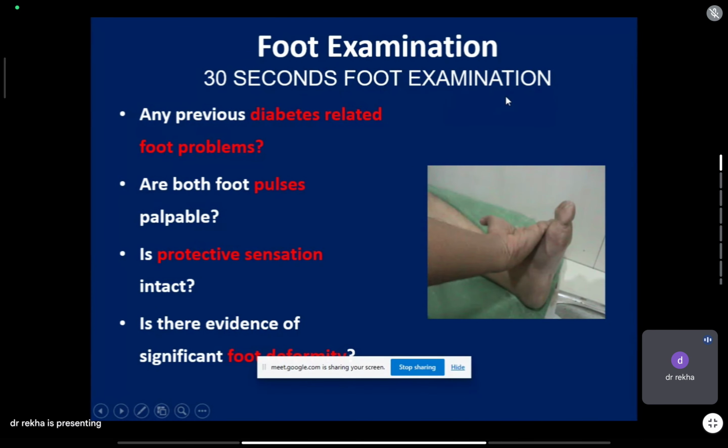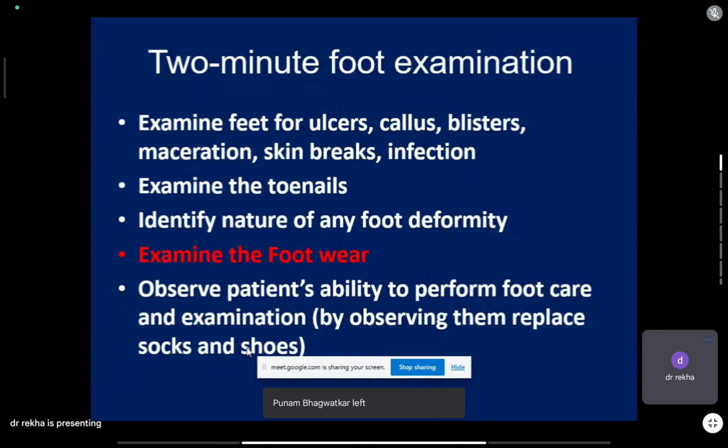So the 30 seconds foot examination: is there any previous diabetes-related foot problem, check the pulses, is protective sensation there, and any significant foot deformity. Now the 2 minutes examination: examine whether there is any ulceration, callus, maceration, skin or infection. Examine the toenails. Identify the nature of any foot deformity, and examine the footwear.